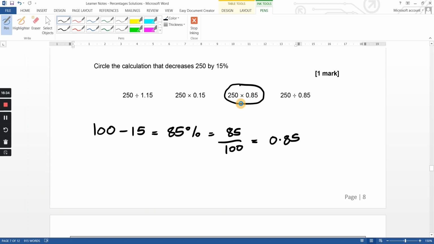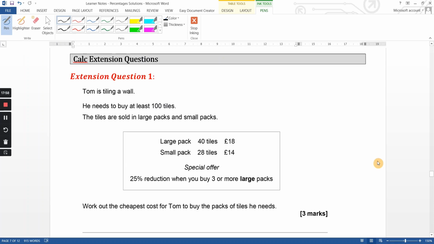Yep, 85% of the original. That's literally what that means. So that's your answer. And again, it's 1 mark, so don't spend ages on something like this. Let's move on to the next section, which are the calculator extension questions.